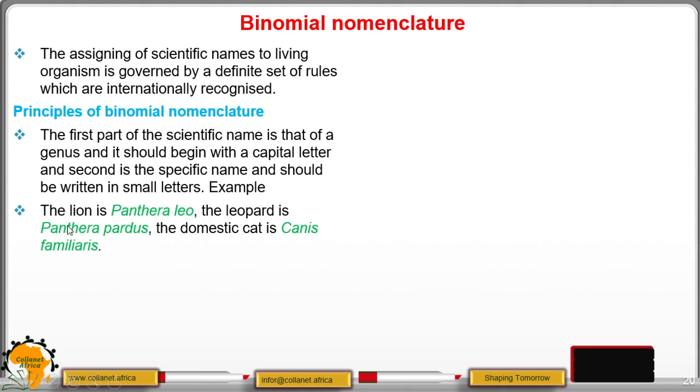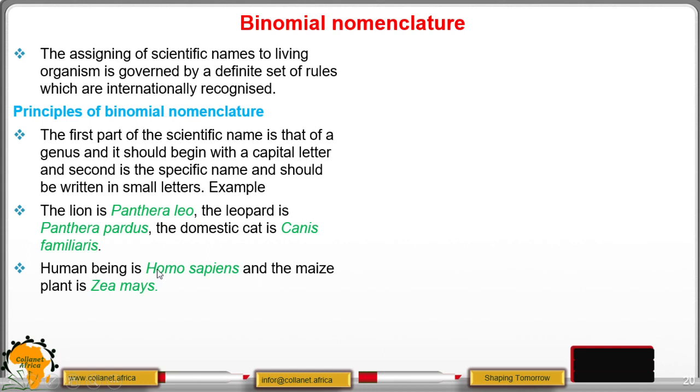An example is this: the scientific name of a lion is Panthera leo. That of a leopard is Panthera pardus. That of a domestic cat is Canis familiaris. You can see the genus name is starting with a capital letter and the rest are written in small letters. The same thing applies to Panthera pardus and Canis familiaris. The first letters are in uppercase or capital.